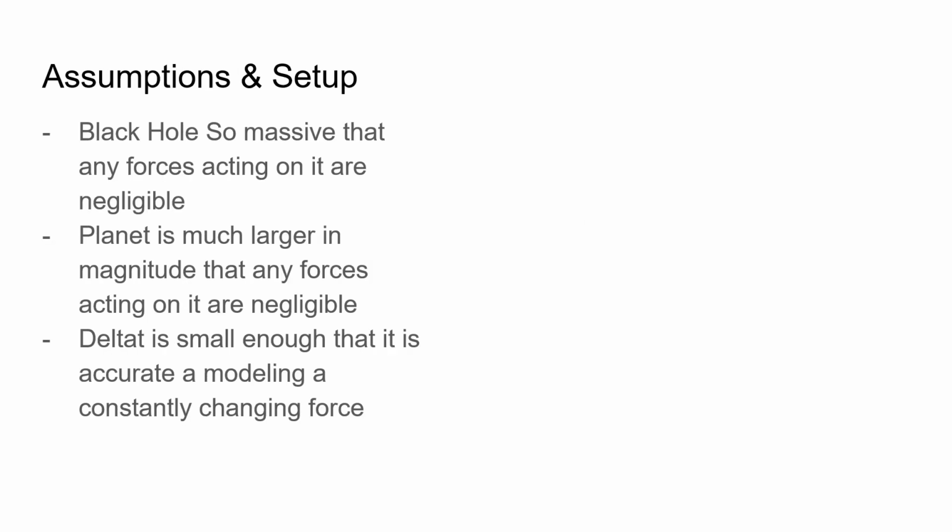Assumptions and setup of the lab. One big assumption was that the black hole was so massive that any forces acting on it were negligible, therefore it could be stationary in our model. Same thing with the planet in the second part: the planet was much larger than any other forces in magnitude, so again it could stay stationary. And delta t was small enough in our simulation that it was accurate at modeling a constantly changing force.